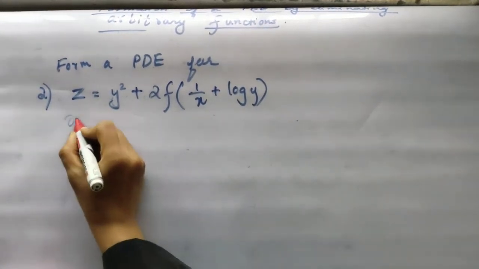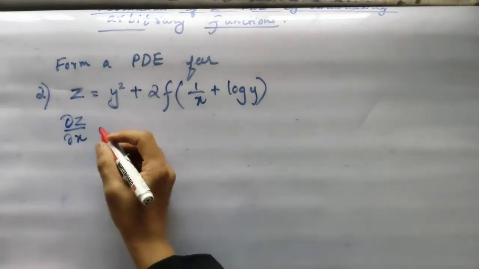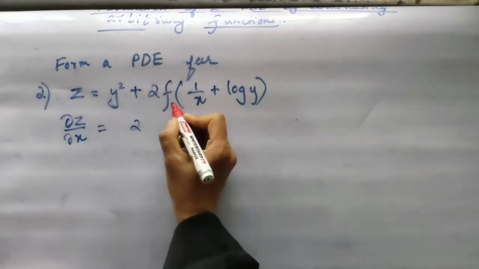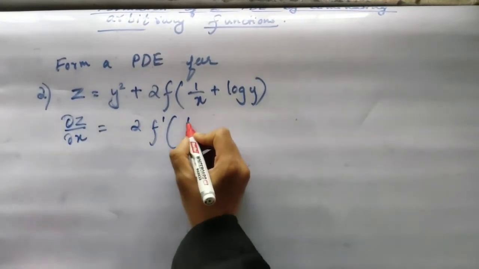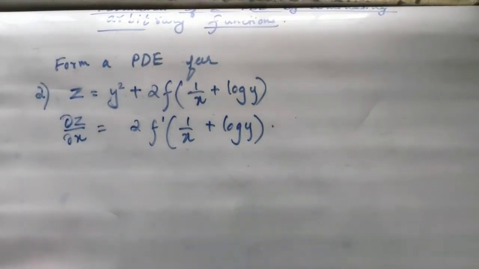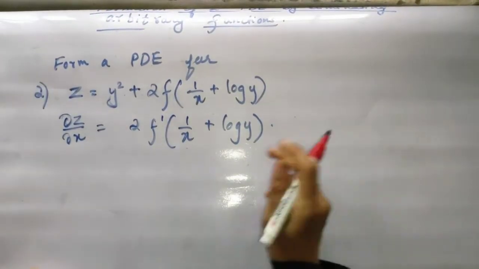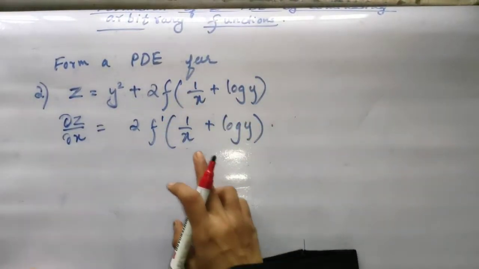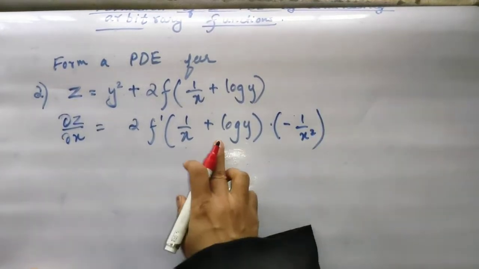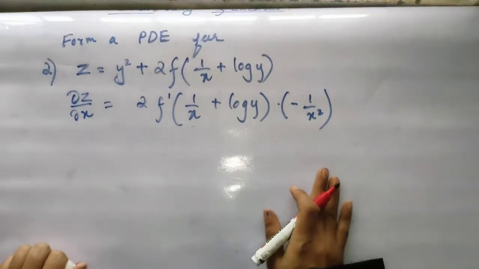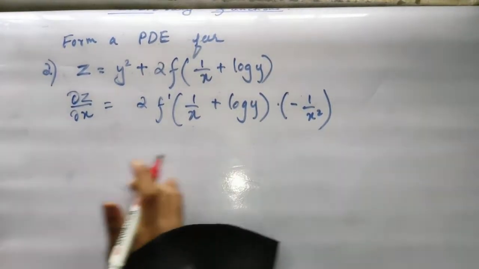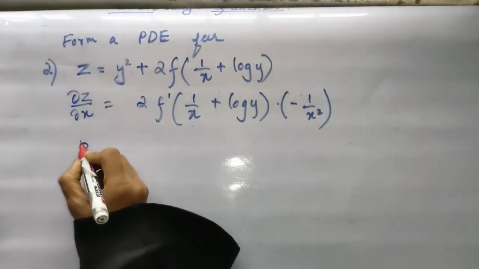So what is dou z by dou x? Dou z by dou x will be derivative of y square with respect to x, which is 0, plus 2 as it is, derivative of f with respect to x, I will write it as f dash of 1 by x plus log y into the derivative of the bracket with respect to x. Derivative of 1 by x with respect to x will be minus 1 by x square, plus the derivative of log y with respect to x will be 0, because we are treating y constant. Dou z by dou x we are considering. Please make a note.